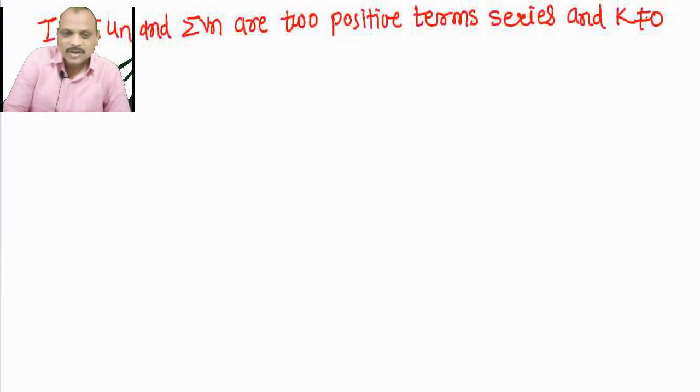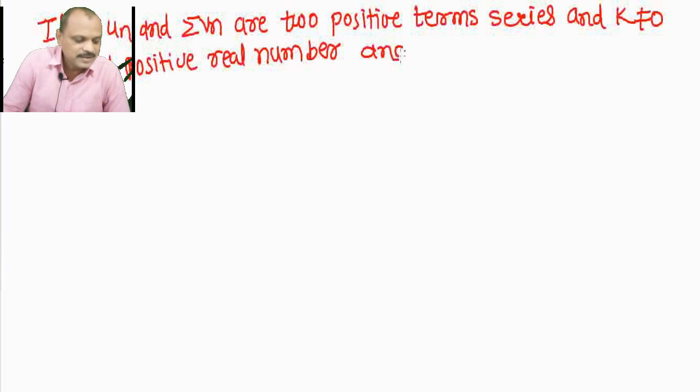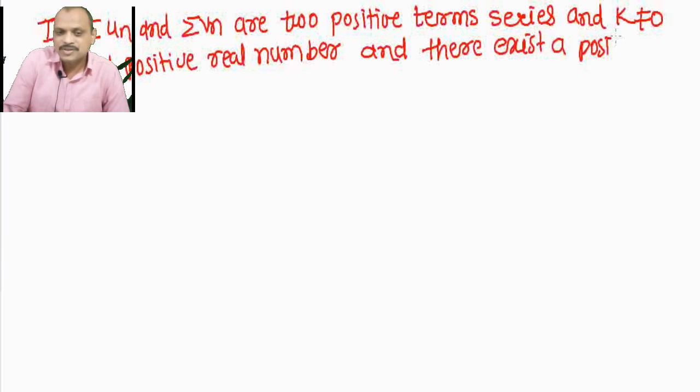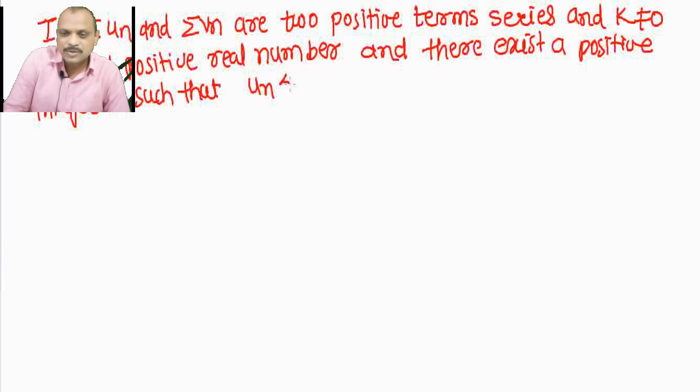This is a very important number: k not equal to 0, a fixed positive real number, and there exists a positive integer m such that un is less than or equal to k into vn for all n greater than or equal to m.